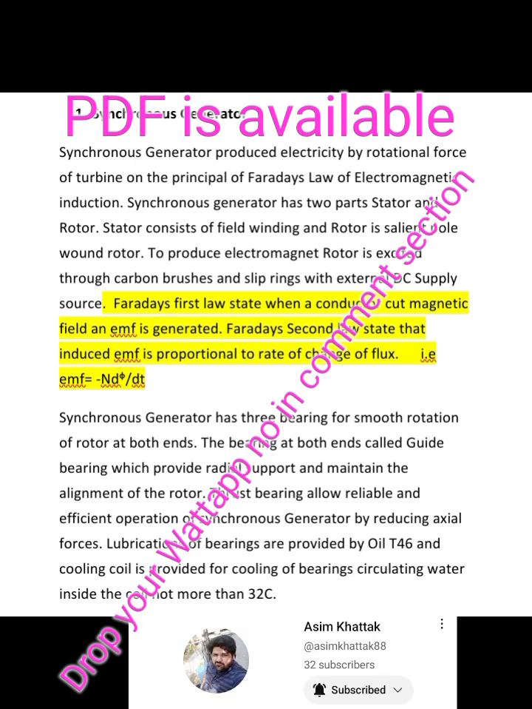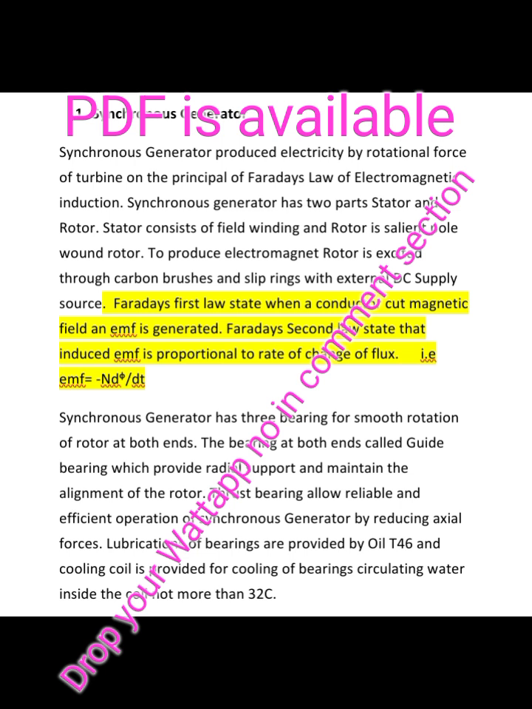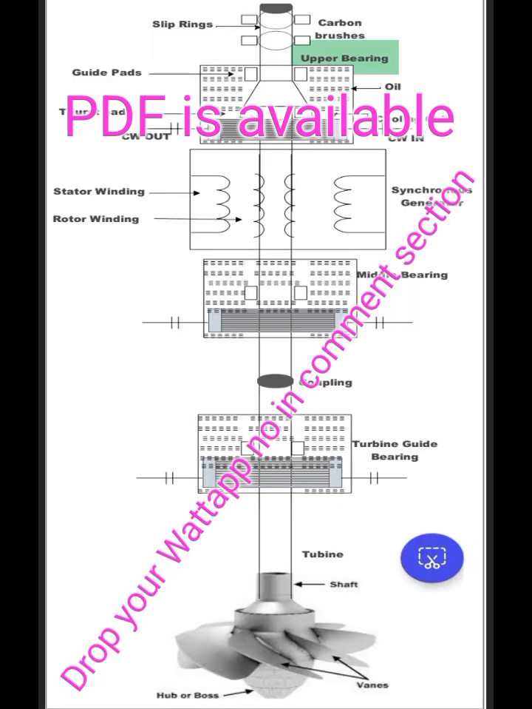The synchronous generator has 3 bearings for smooth rotation of the rotor. The bearings at both ends are called guide bearings, which provide radial support and maintain the alignment of the rotor. The thrust bearing allows reliable and efficient operation of the synchronous generator by reducing axial forces. Lubrication of bearings is provided by oil T46, and a cooling coil is provided for cooling of bearings, circulating water inside the coil at not more than 32 degrees Celsius.